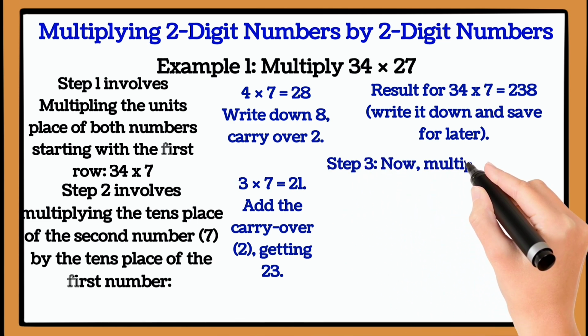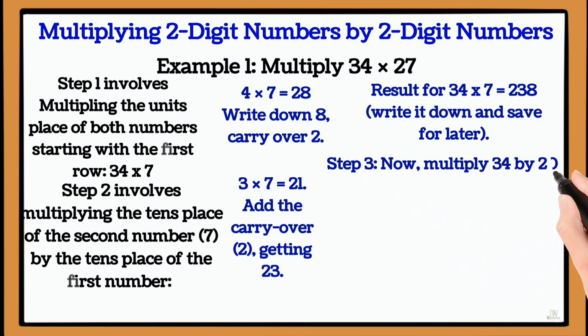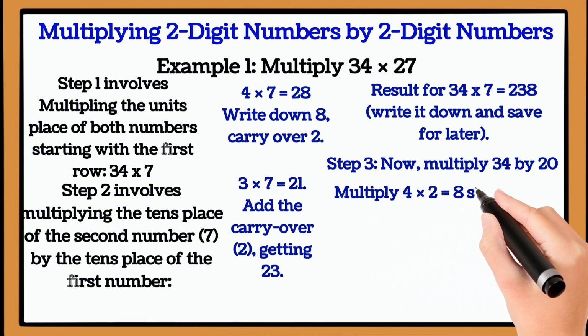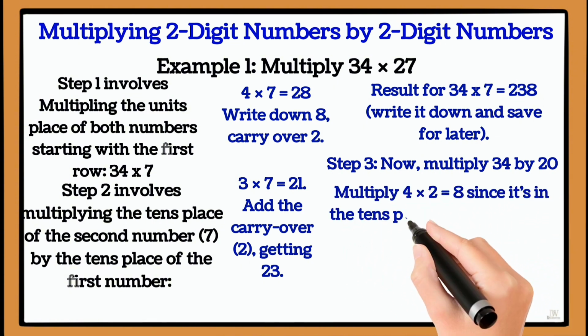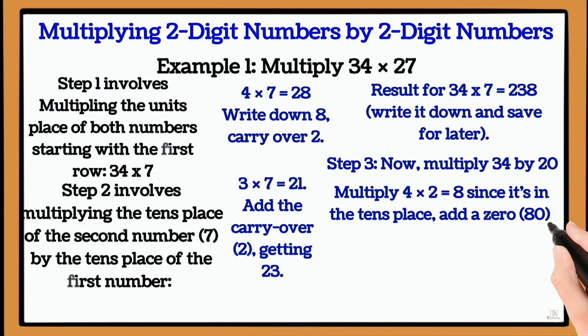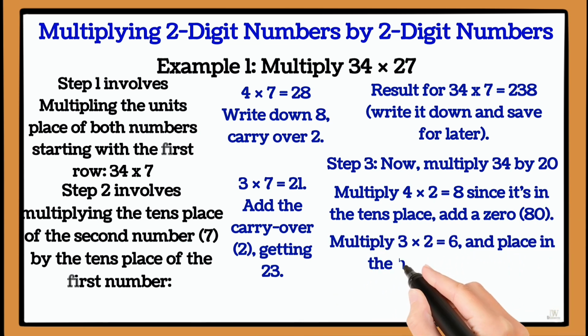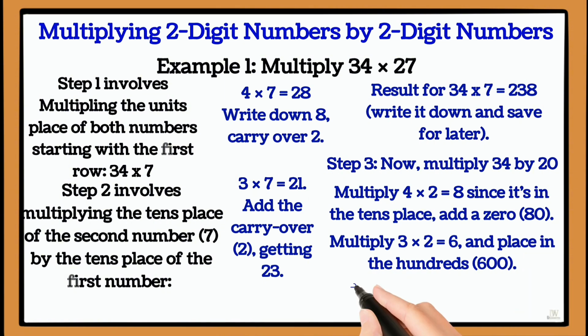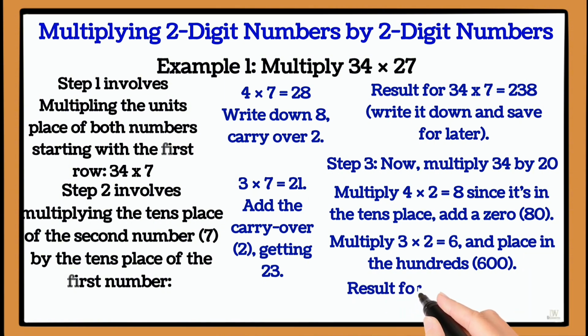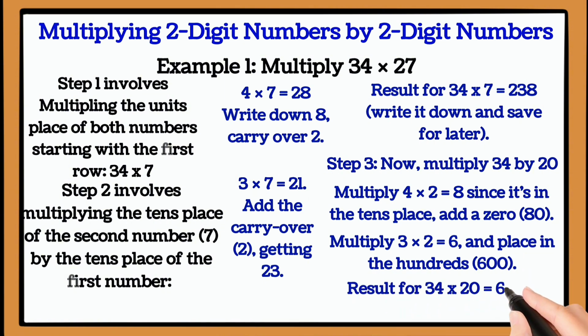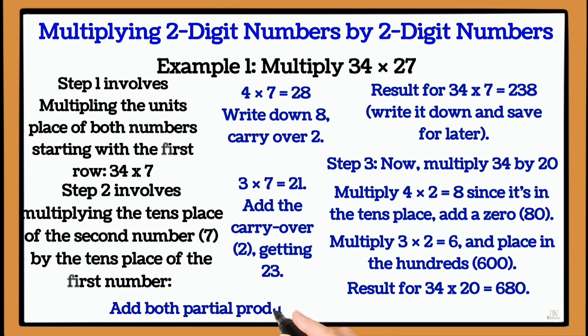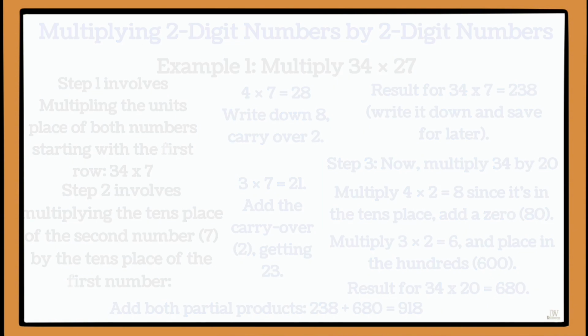Step 3, now, multiply 34 by 20. Multiply 4 times 2 is equal to 8, since it's in the tens place, add a 0, 80. Multiply 3 times 2 is equal to 6, and place in the hundreds, 600. Result for 34 times 20 is equal to 680. Add both partial products, 238 plus 680 is equal to 918.